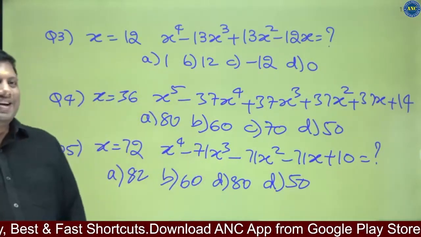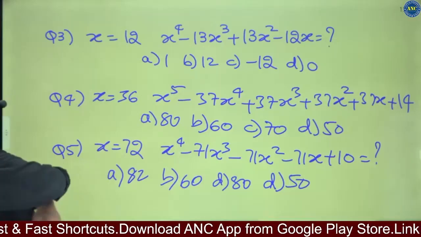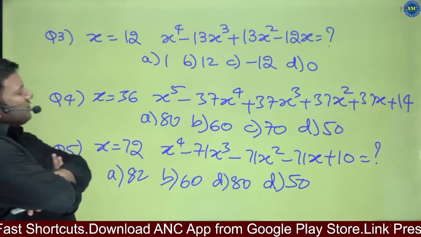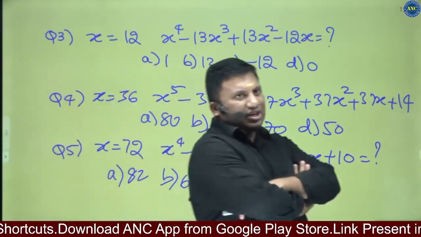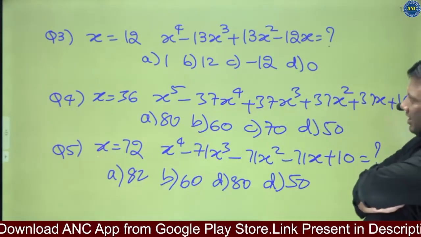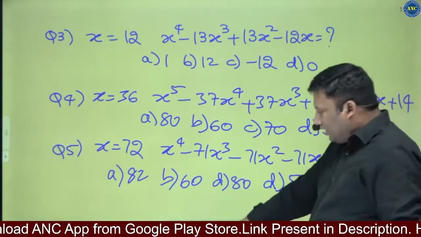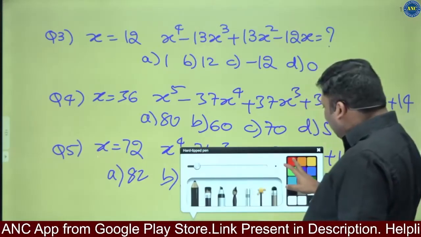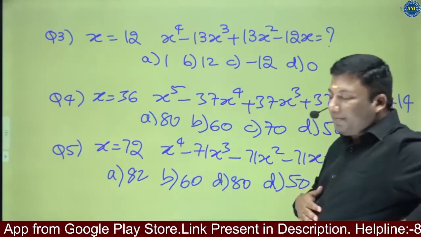Now see here, sir. These are the questions. X equivalent to 12, x power 4 minus 13x cube plus 13x square minus 12x. X equivalent to 36, 72. Another beautiful observation. Let me observe.